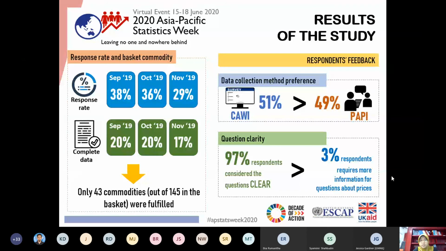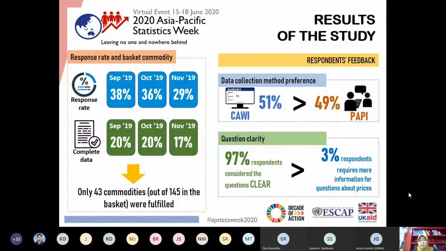And these are the results of the study. In terms of response rate, it reached only 38% in September 2019 and kept decreasing in the next 2 months. From that response rate, the percentage of establishments providing complete data was even lower, only around 20%. And due to the very low response with complete data, only 43 commodities out of 145 commodities in the basket required for the calculation of the producer price index were obtained. Therefore, the result of the pilot study could only be used for the calculation of a simulation index, not the real index.